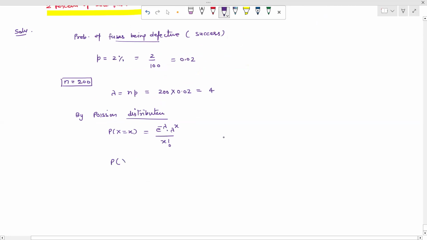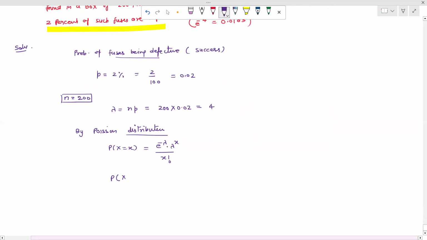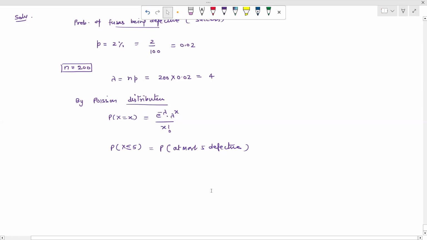So probability of x: there are three words, one we use at most, second we use at least, or third word we use exactly. So at most means we have to calculate the probability of at most 5 defectives. At most 5 defectives, so we can take it as x less than or equal to 5. So we calculate for less than or equal to 5.